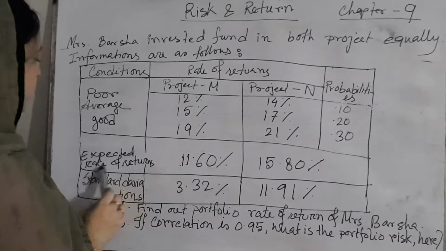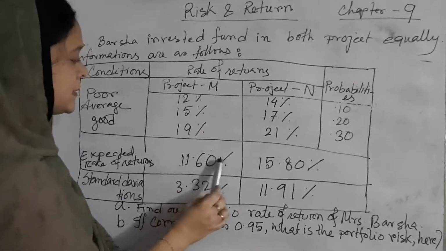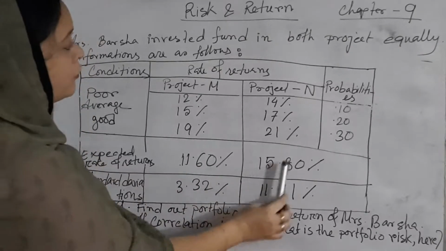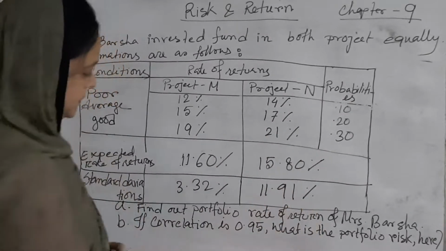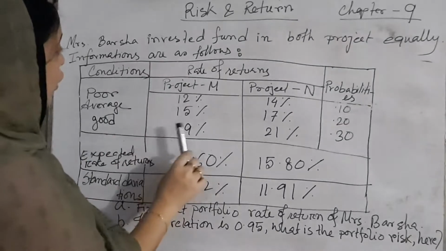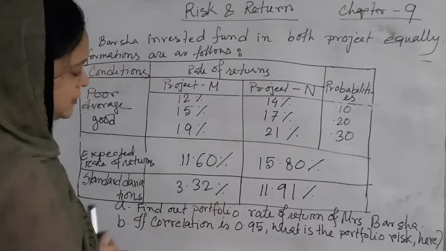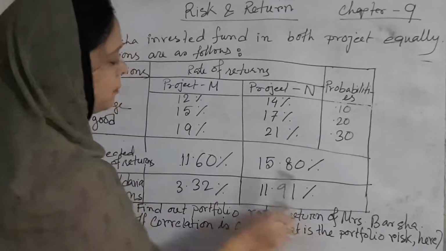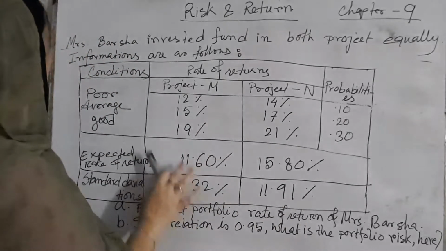The expected rate of return of project M is 11.60% and the expected rate of return of project N is 15.80%. The standard deviation, which means risk, of project M is 3.32% and of project N is 11.91%. All these are the information of Mrs. Borsha's invested projects.